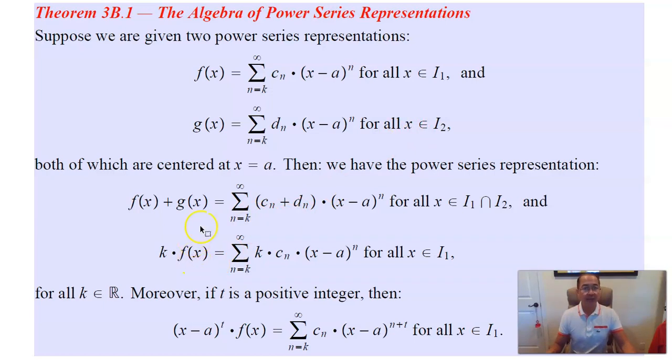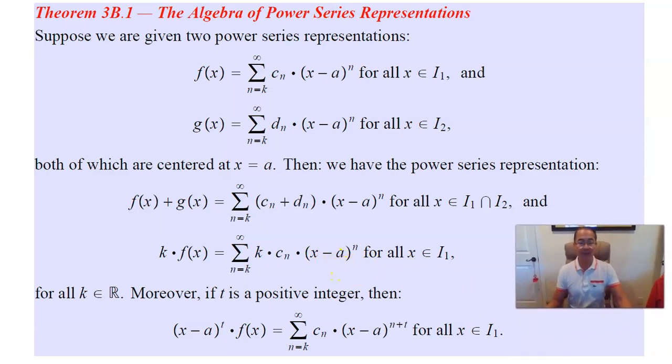All right, and if you multiply both sides of a representation by k, you can bring the k inside the summation. We've seen that before. So k times f of x is the same as summation n equals k to infinity, k times cn times x minus a to the power n. And we keep the same domain, I1, which is the domain of our original representation for f of x.